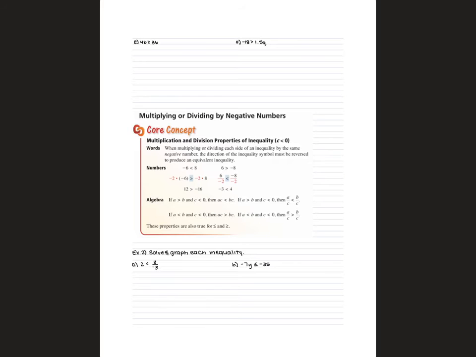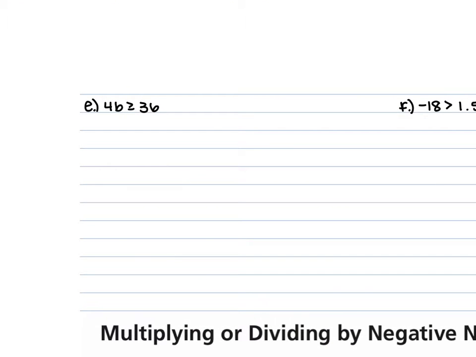For our next example, example E, we have 4b is greater than or equal to 36. So we're just going to start by dividing each side by that 4 to get b by itself. And b is greater than or equal to 9. Our variable comes first. We draw our number line.